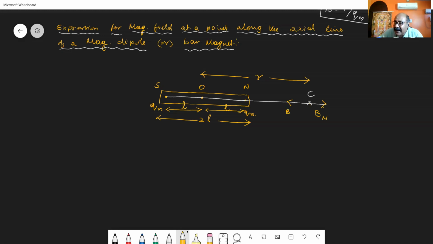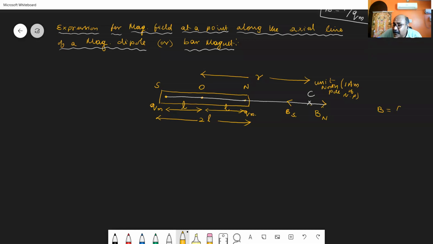Why am I saying it like this? If you want to calculate the magnetic field at this point C, you have to place a unit north pole. What is this unit north pole? Unit north pole is nothing but 1 ampere meter of north pole. See, already I have told you what this magnetic field is.